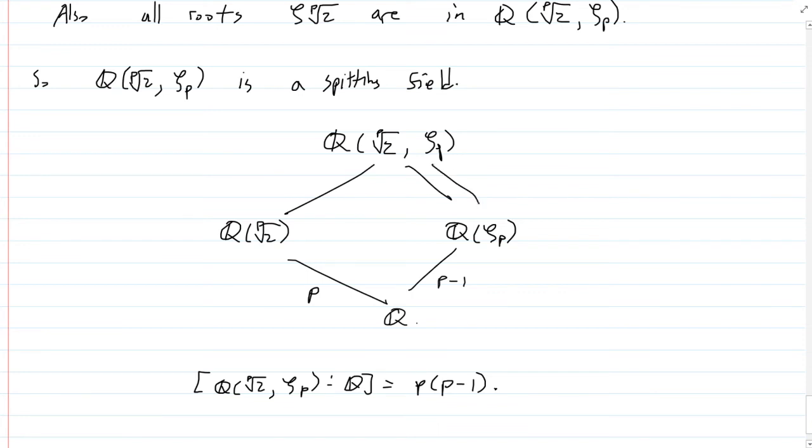Okay, now what can this field extension degree be? The degree of the total extension is at most p times p minus 1, and since p and p minus 1 are relatively prime, that means this degree has to be p, and this degree has to be p minus 1.